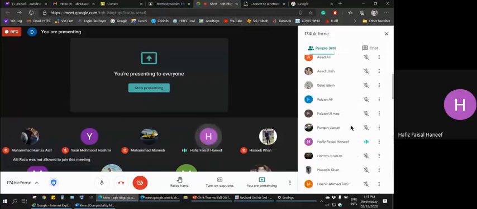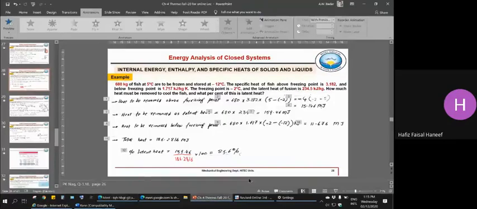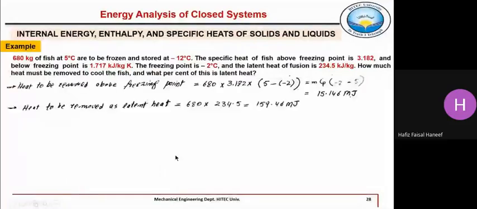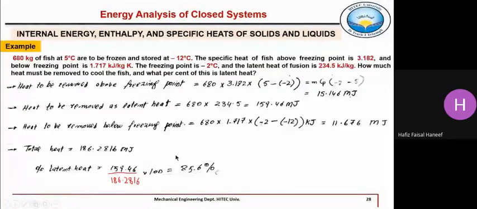Could you please revise the percentage you calculated at the end? The percentage of latent heat out of this total heat. We removed this total heat in phases: above freezing point is this one, below freezing point is this one, and during freezing is this one. So during freezing represents the latent part. This latent part is 159 divided by the total 186. So that is the percentage of latent heat which is removed during phase change.